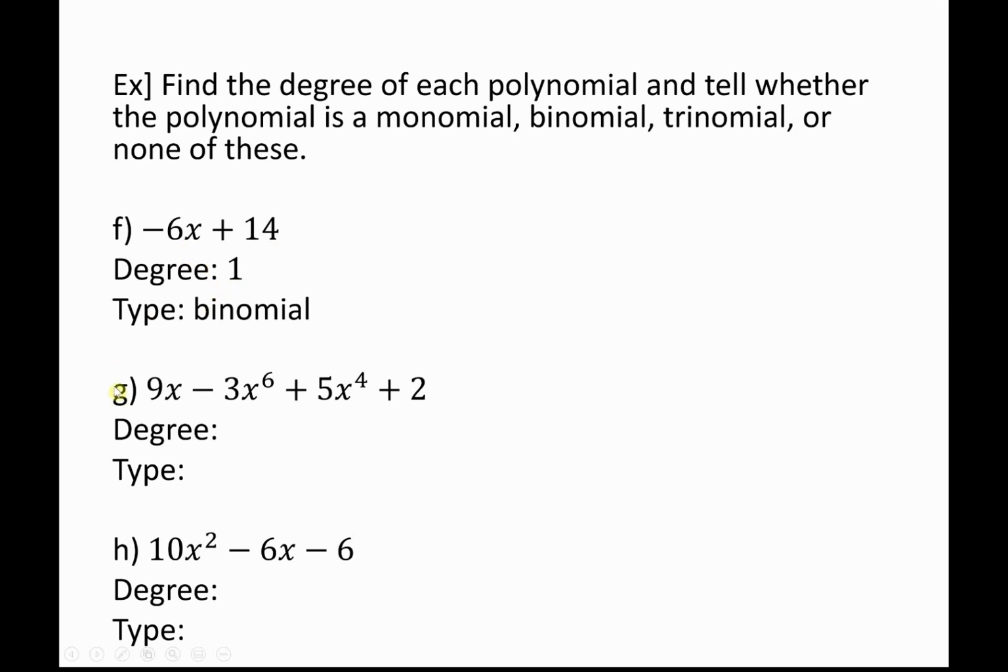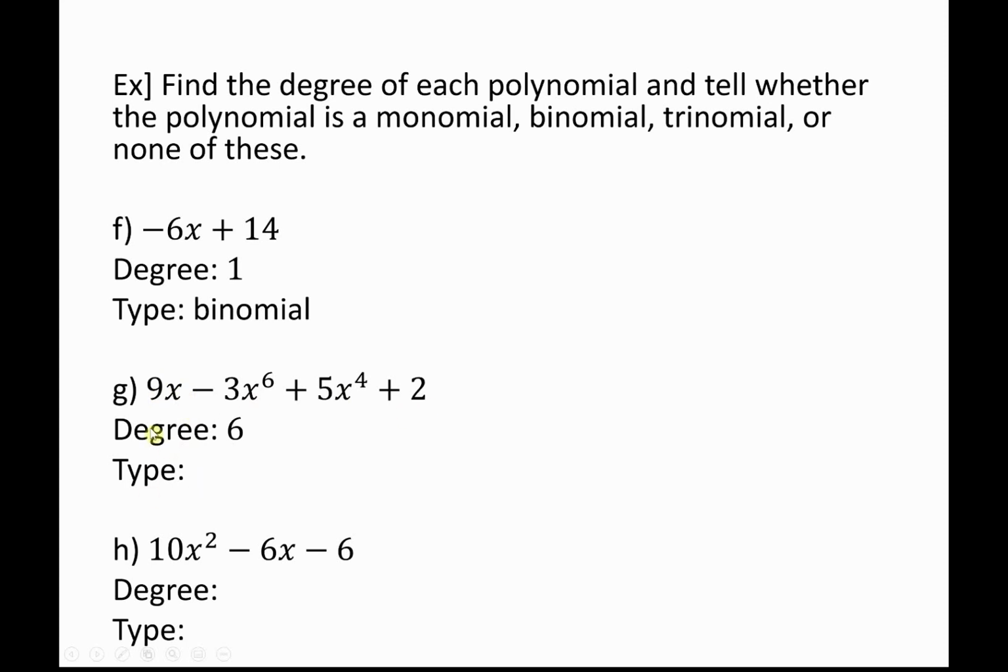Great. Moving on to example G, look at all of the different individual terms and look at their individual degrees. This first term is degree 1, second term is degree 6, third term is degree 4, and the last term is degree 0. Now among all of these individual terms, which one has the highest degree? It's this second term, right? And its degree is 6, so therefore the degree of the polynomial is 6. Okay, it's the highest degree that you see among all the terms.